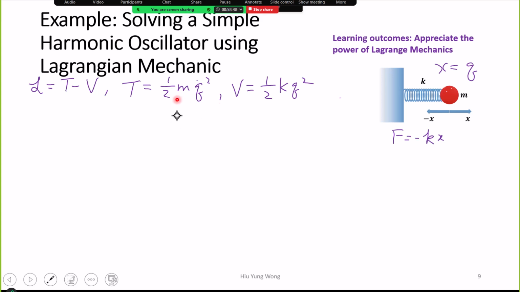Okay, so is it okay with the kinetic and potential energy? So as a result, the Lagrangian equals half m q dot square minus half k q square, not plus, okay? It's minus because we're talking about the Lagrangian. So I'm going to do it step by step because I know what I need later.